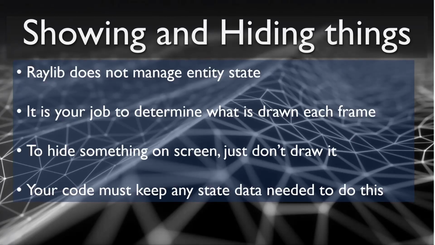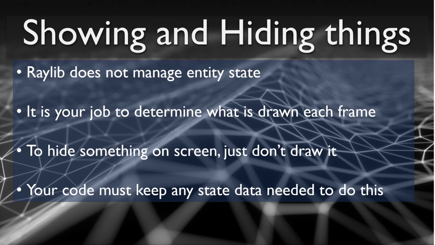A common thing that's asked is, how do you show and hide things? A lot of people come from other game engines where once you add something to the scene, it's there forever until you remove it. Raylib is not an engine, therefore it does not manage any kind of entity state for you. It's your job to determine what you draw each frame. So the most common thing to do when someone says, how do I hide something, is if you want to hide it, just don't draw it.